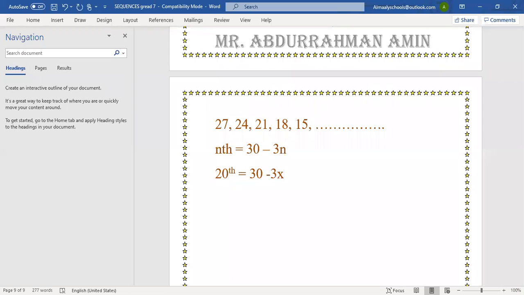Multiply 20. Very good. 3 multiplied by 20 equals 60. That's right. So it will be 30 minus 60, equals negative 30. This will be the answer. So 27, 24, 21, 18, 15, and so on. To reach term number 20, it will be negative 30. It's hard? No. Okay. Good.